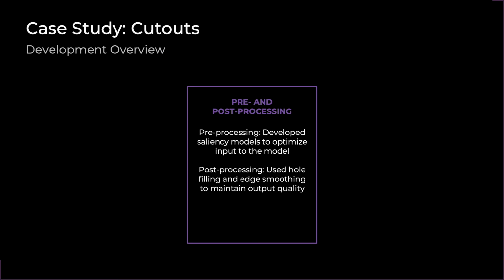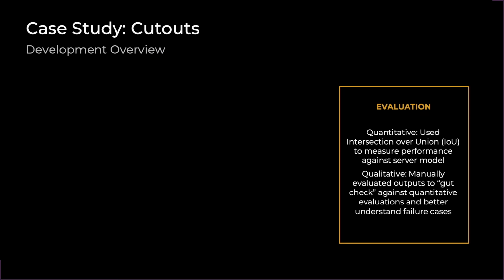And finally, evaluation. How did we know that we felt confident about the product? For quantitative evaluation, we used a metric called intersection over union to measure our performance against the state-of-the-art server model. And for qualitative evaluations, we manually evaluated outputs to gut check against quantitative evaluations and better understand our failure cases.